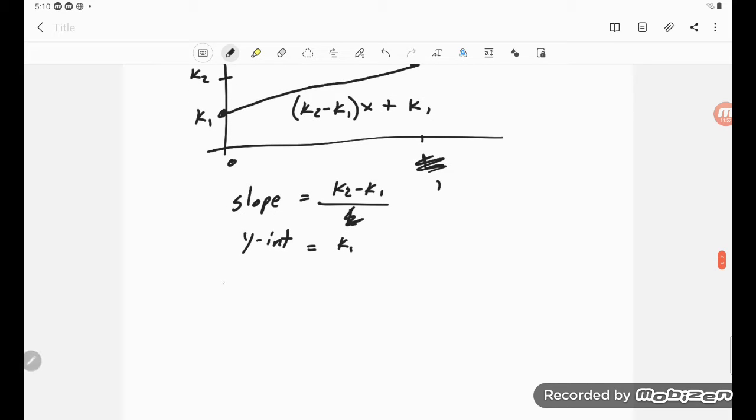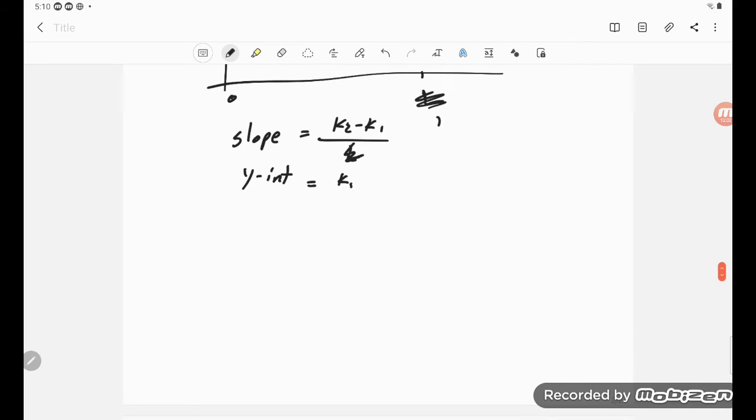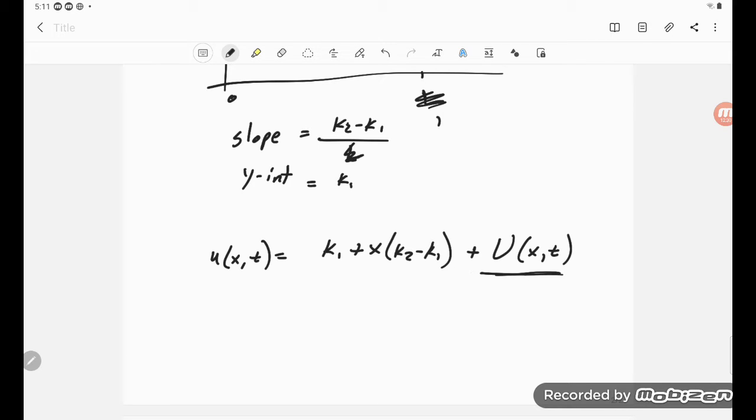if we say, okay, our solution, so this is the small u, the original problem, we say our u of x, t is just equal to, and they write it in this order, K1 plus x times K2 minus K1. Now again, they have a divided by L. I'm not worrying about that. And then plus the uppercase U of x and t.